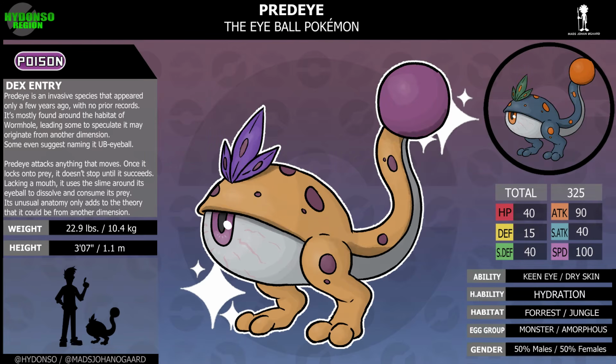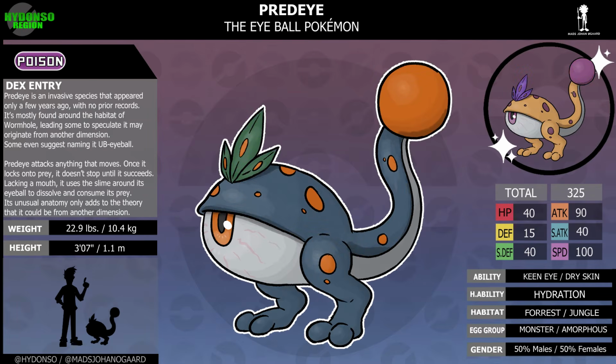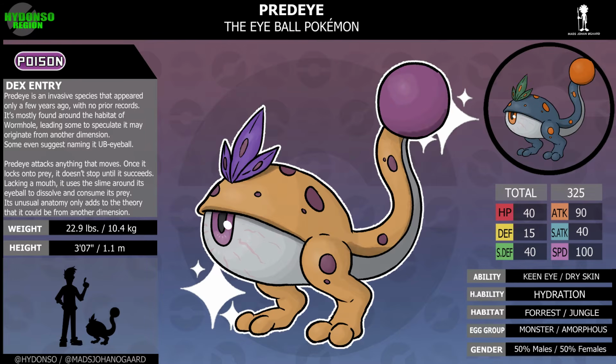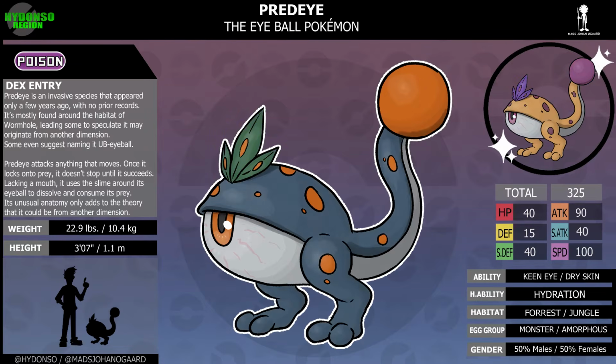Hidden ability Hydration. Dex entry. Predeye is an invasive species that appeared only a few years ago, with no prior records. It's mostly found around the habitat of Wormhole, leading some to speculate that it might originate from another dimension. Some suggest naming it UB Eyeball.